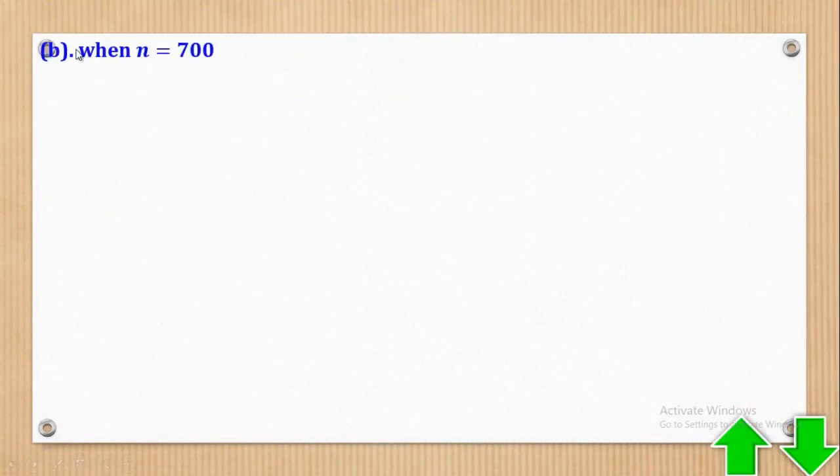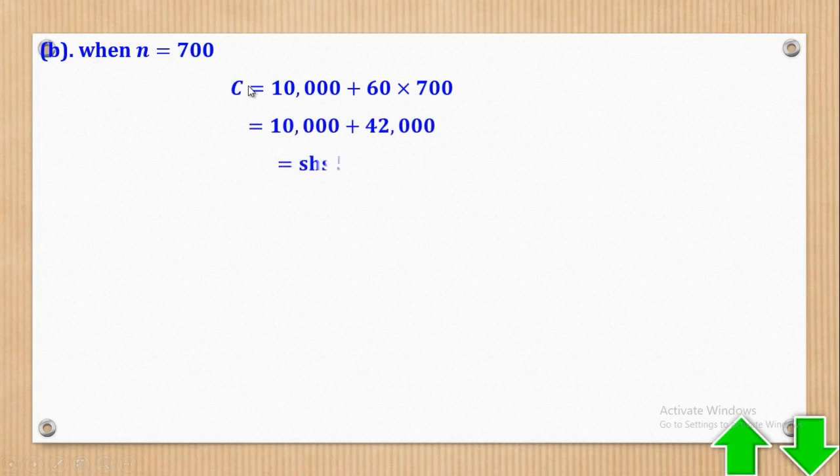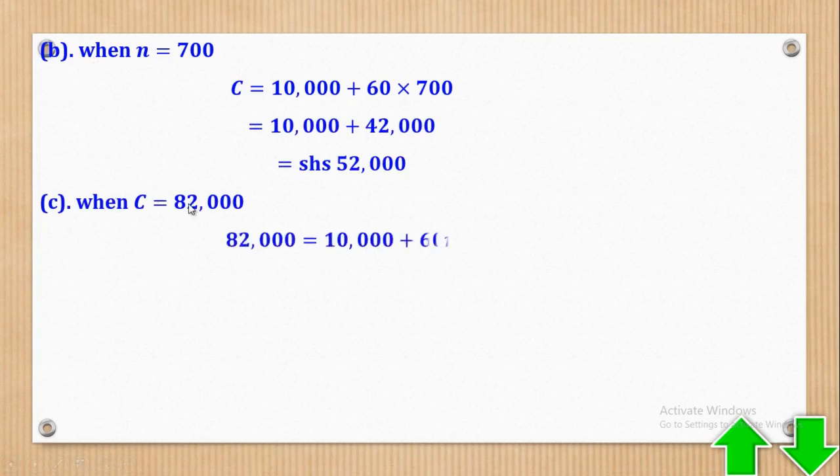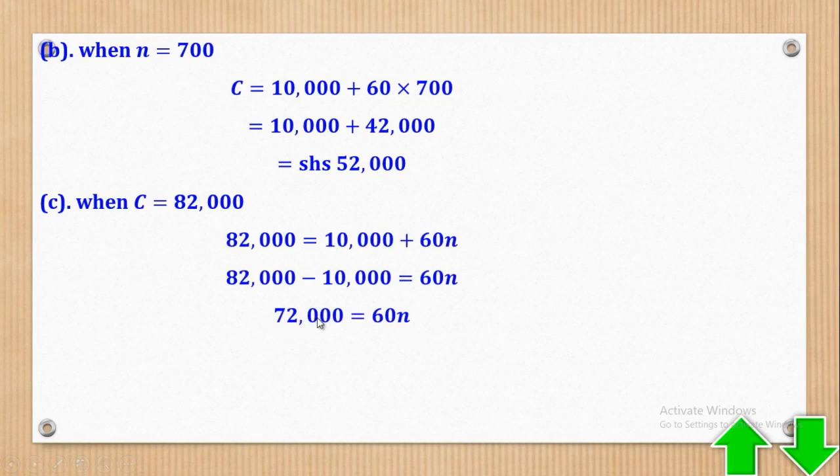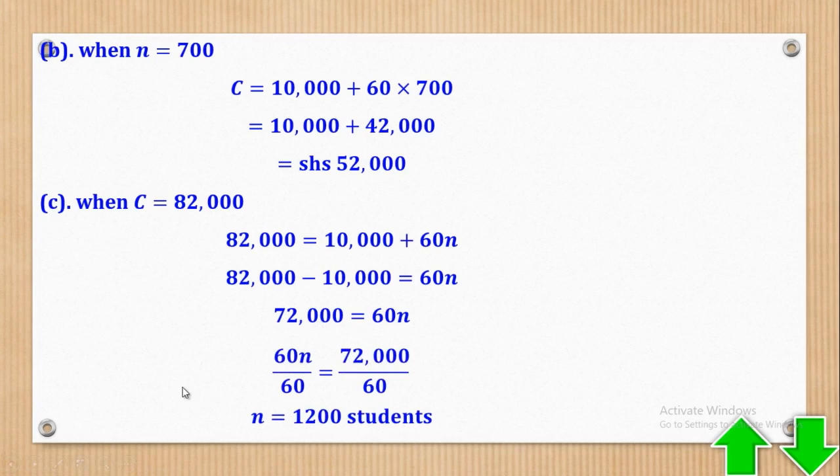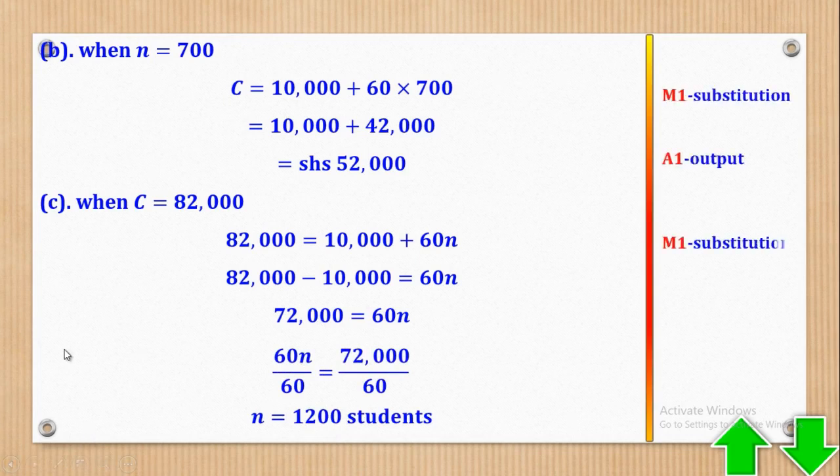You start with part B and say that when N is 700, you substitute for N and remain with only C as the only unknown. Next is simplify and get the output, and that's what they wanted in part B. Then for part C, when C is 82,000, we substitute for C and then collect like terms, and after that we simplify. Then we divide both sides by 6 to make n the subject. Therefore n is equal to 1,200 students. So basically that's what they wanted, and now let's see how marks can be awarded.